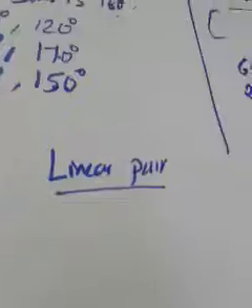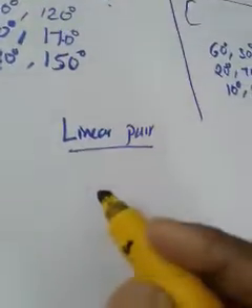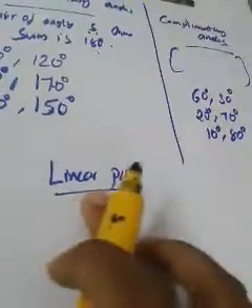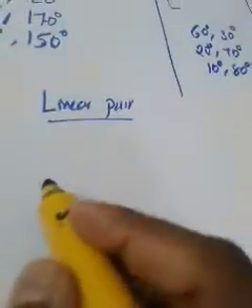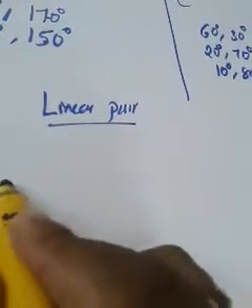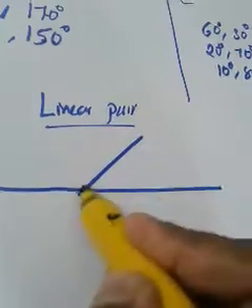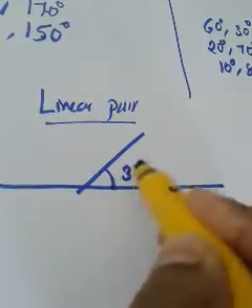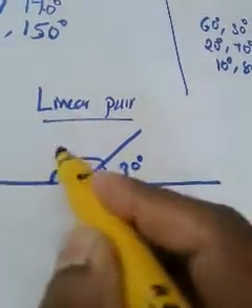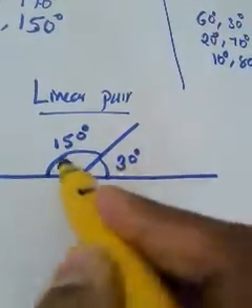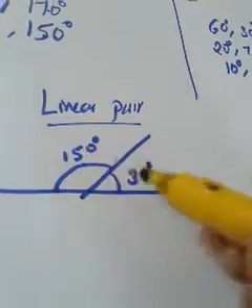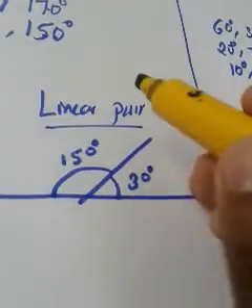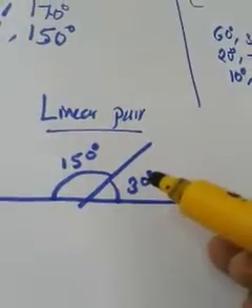Okay. So linear pair. The next concept is linear pair. Linear pair is a concept almost similar to supplementary, but there is a difference. Linear pair means, see, this is 30 degree and this is 150 degree. These two angles are known as a linear pair. I will give you the reason. What is the sum of these two angles? 180 degree. That is the first property of linear pair.